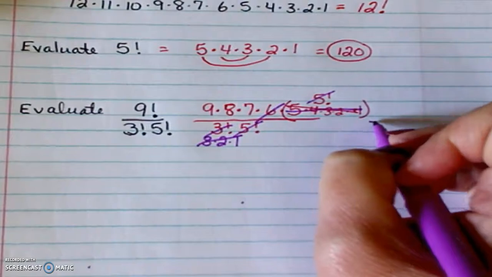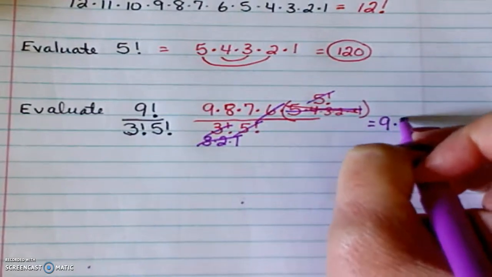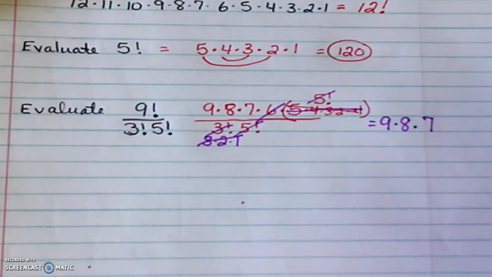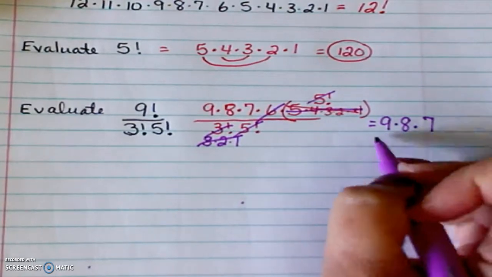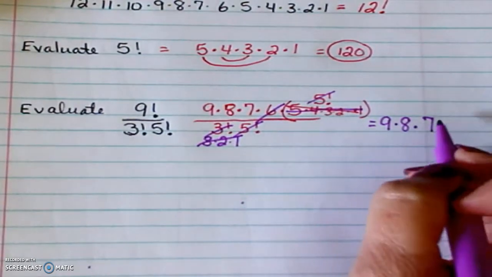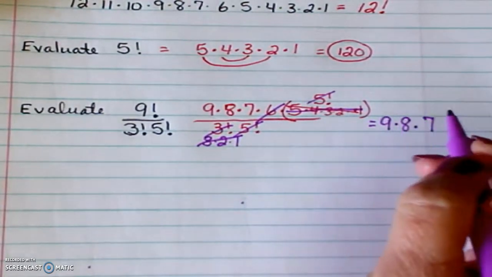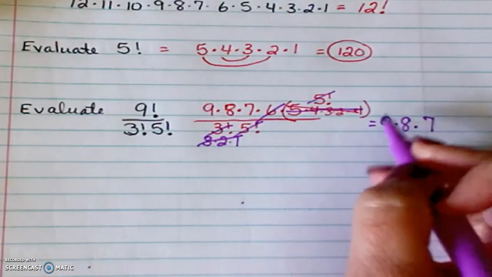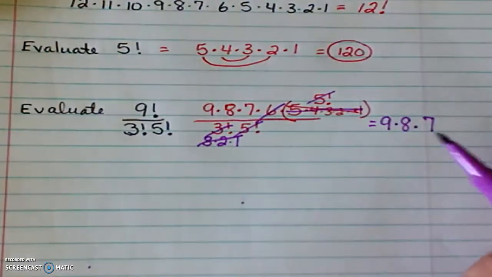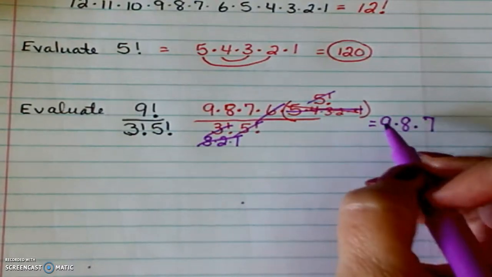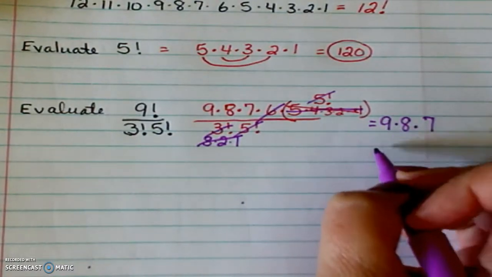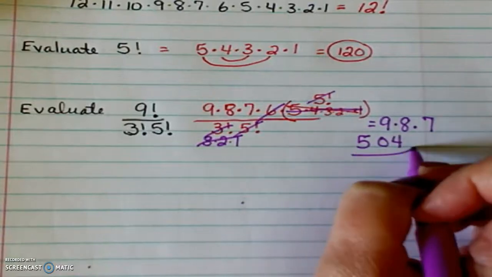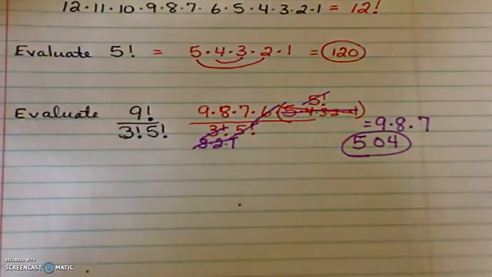And what I am asked to calculate then is what is 9 times 8 times 7. And it doesn't matter which way you multiply it. So I don't care if you go 56 times 9, or if you go 63 times 8, it does not matter. So anyway, if you were to take 9 times 8 times 7, you're going to end up with the value of 504.